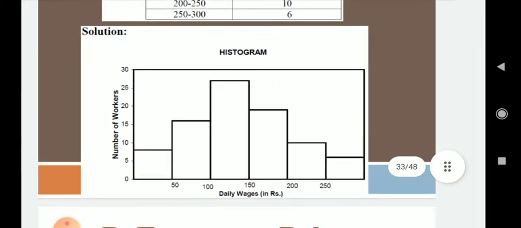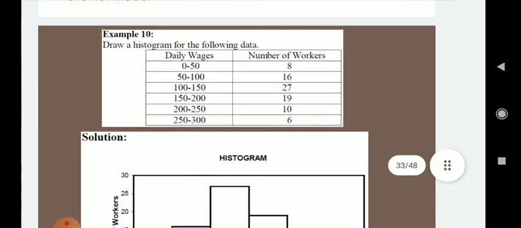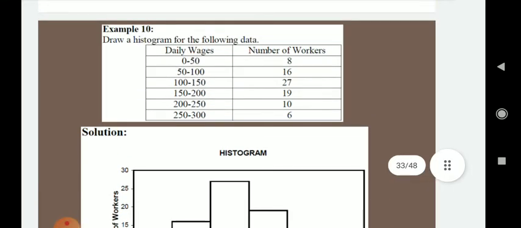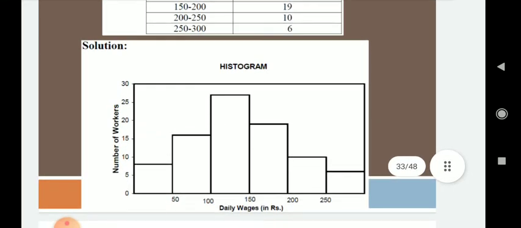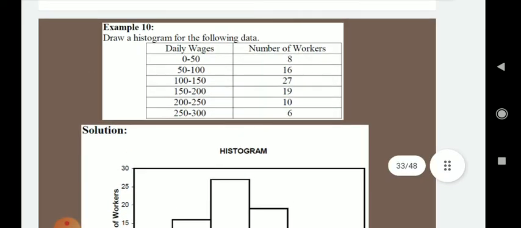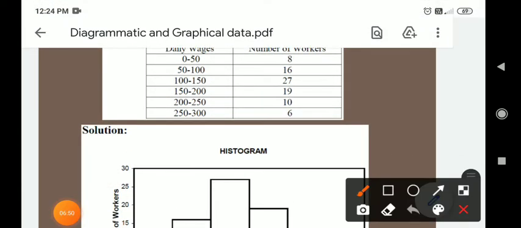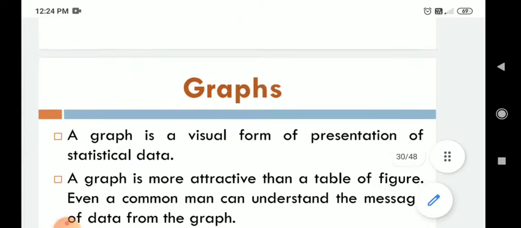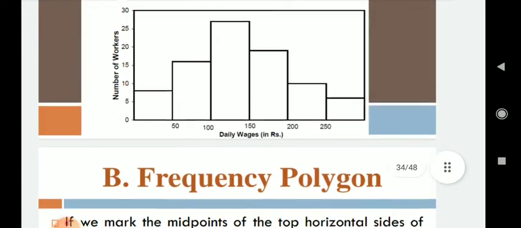Now we'll see the histogram for this. As I said, the x-axis represents the value, that is in this case daily wages, and the number of workers is the frequency which comes on the y-axis. Remember one thing, what is frequency? Frequency means the count. So number of children, number of students, number of subjects, number of workers, whenever you are counting anything, that is known as frequency.